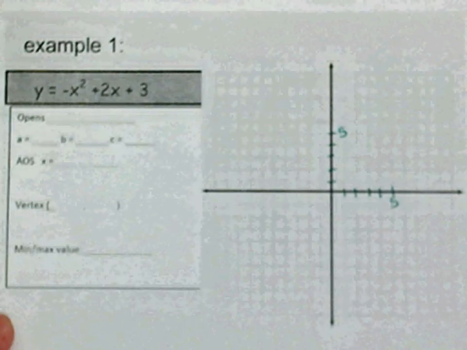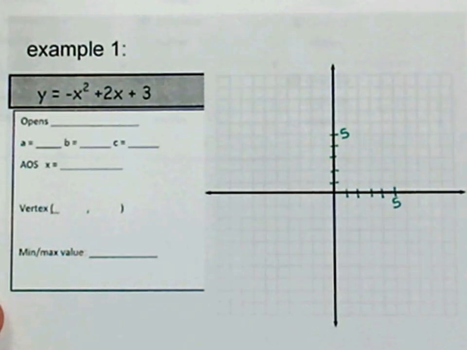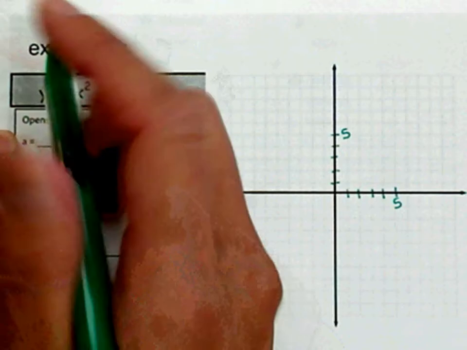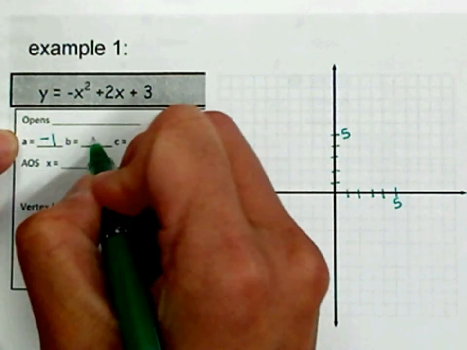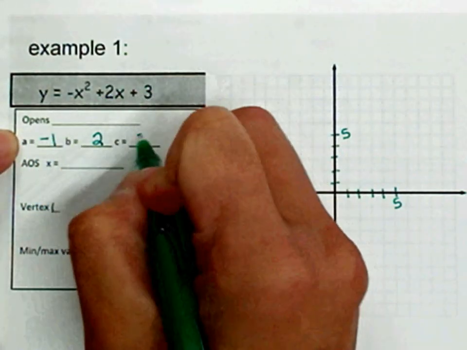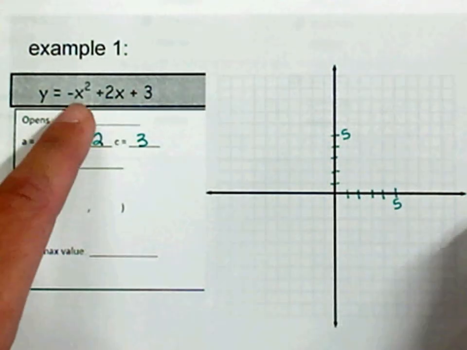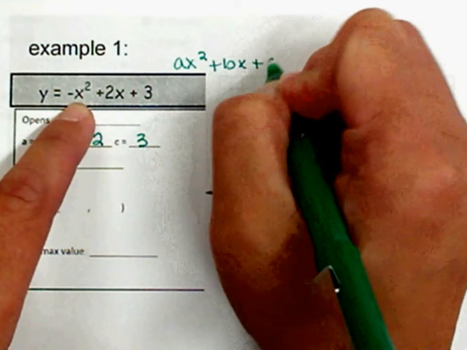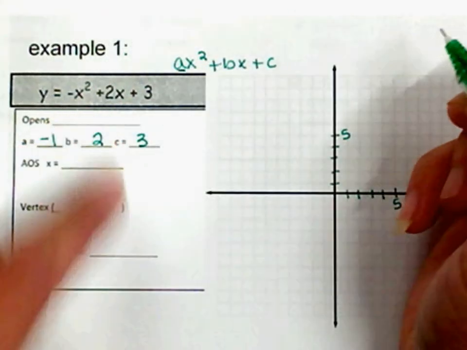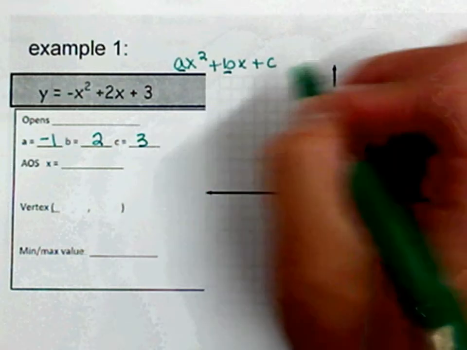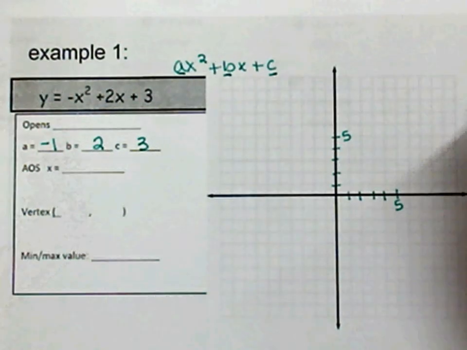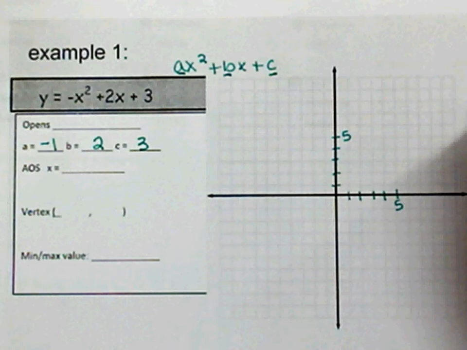Okay, much better. All right, so your A is right there, -1. B is 2, C is 3. It's always ax squared plus bx plus c. Your A is always in front of the x squared, your B is always in front of the x, and the number is always c. Okay? So we're only going to do half of what I want you to learn today, and then we'll do the other half next time.